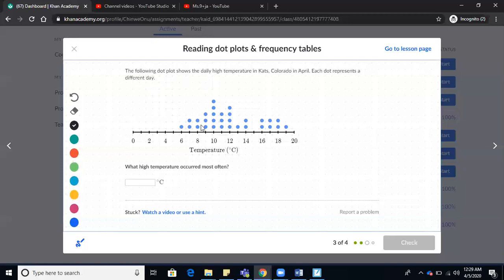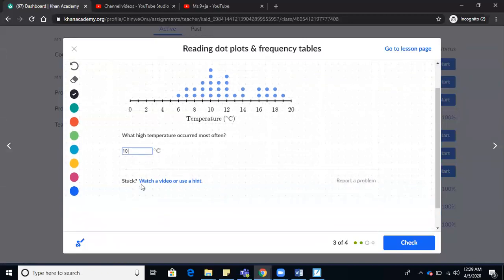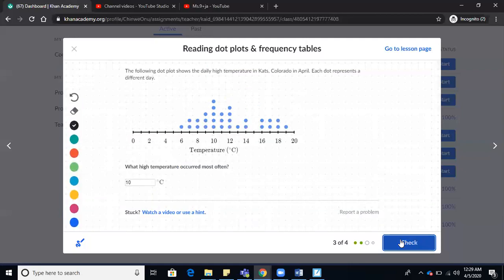Okay, so here we have a dot plot, and each dot represents a different day. And then here they're giving us the temperature in Celsius on those different days. And the question is, what high temperature occurred the most often? So I want to see which temperature occurred during the most days. And I see this one has the most days. It has 5 days. So 10 degrees Celsius will be my final answer.